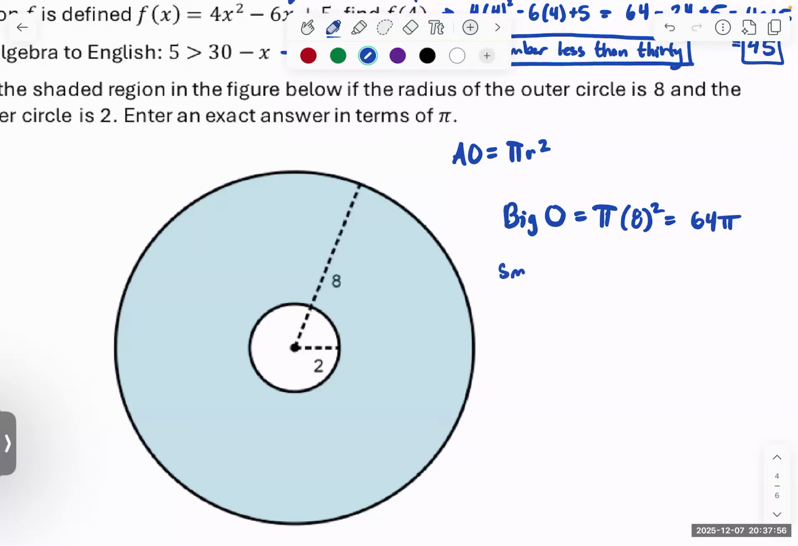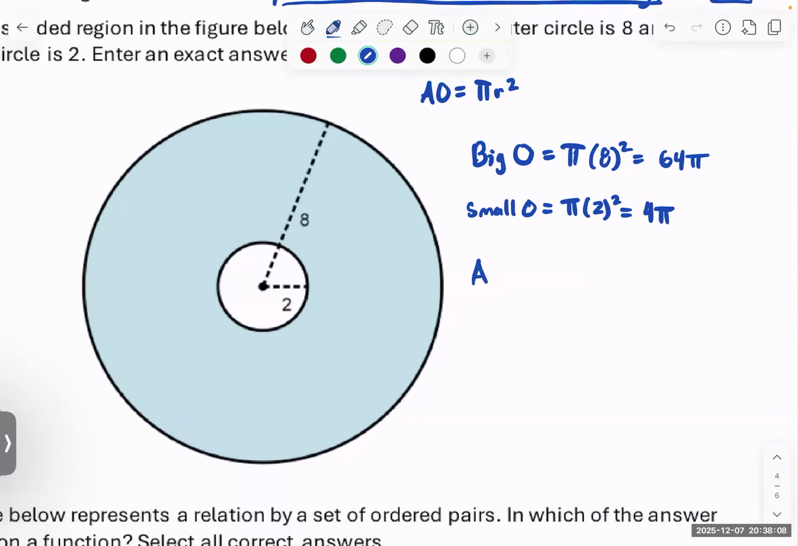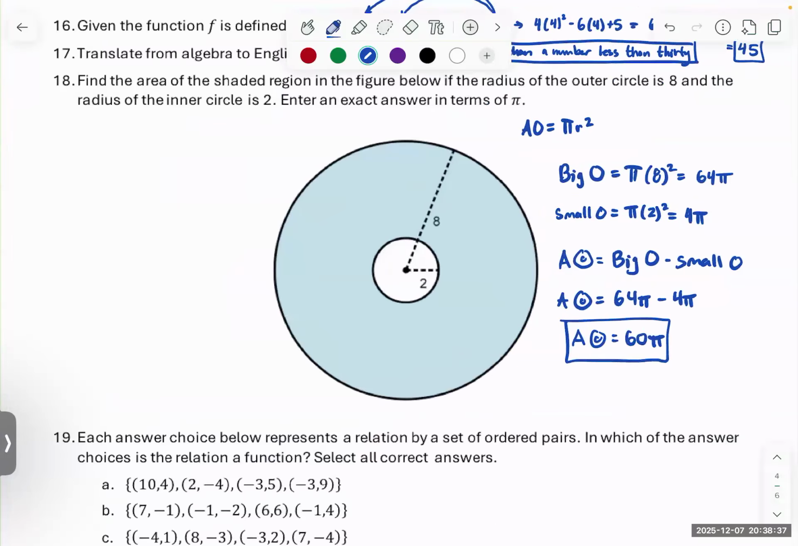And then the small circle is equal to pi times 2 squared, which is 4 pi. And the area of the donut is equal to big circle minus small circle. So the area of this donut is equal to 64 pi minus 4 pi. And because these are like terms, 60 pi. Okay.